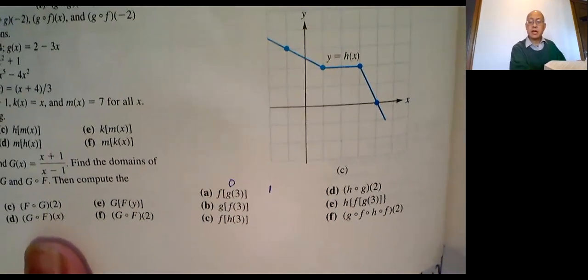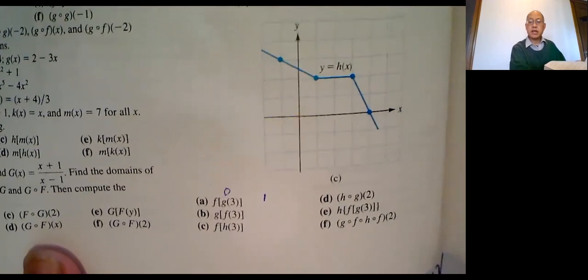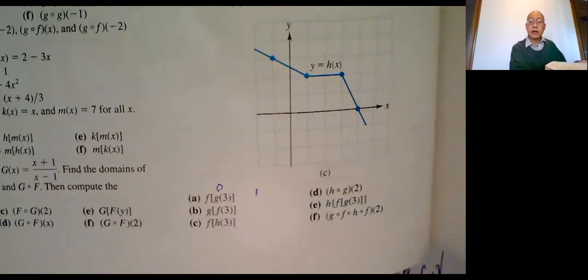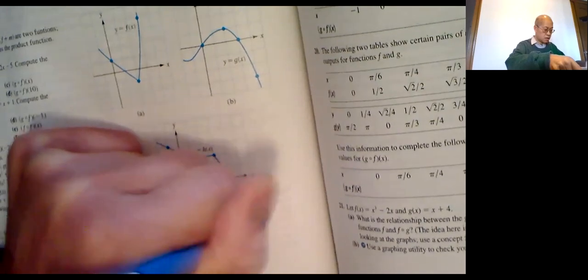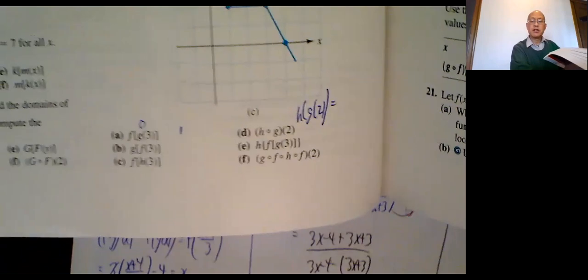How about I do d? H circle g, looks like h o g. It means h of g of 2. Maybe I can write that. h of g of 2.